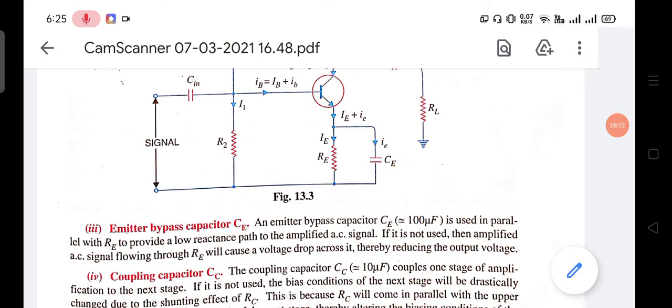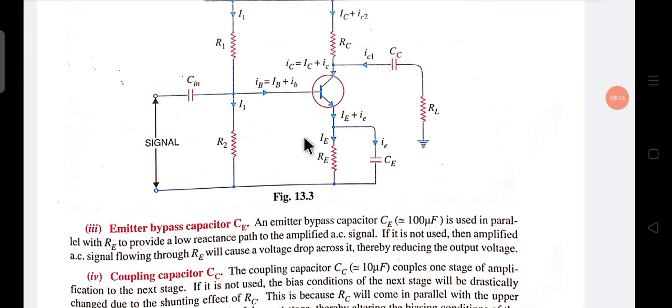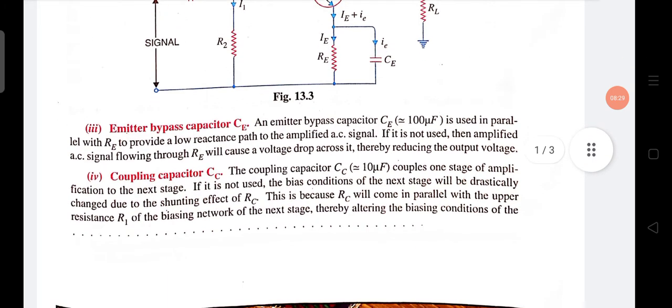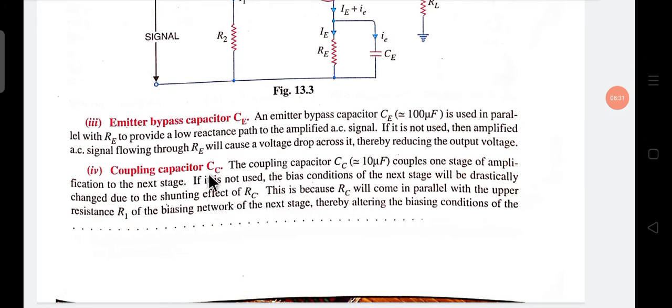So we should use an emitter bypass capacitor CE. Since this is called a bypass, it bypasses the high amplified emitter current. Now the next thing is the coupling capacitor CC.